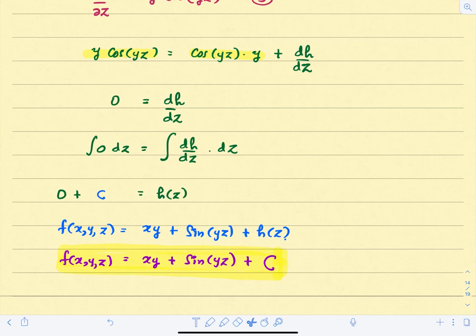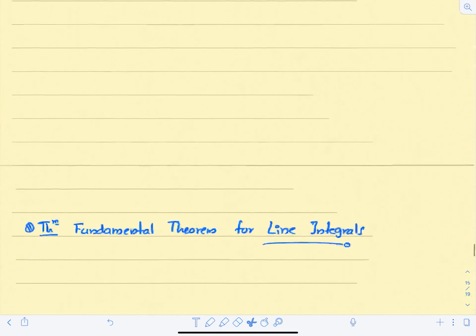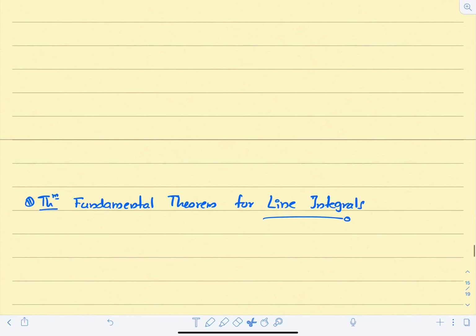Now we are ready to discuss the last part of this section, and it's about the fundamental theorem for line integrals. Before we go over this theorem, let's recall the fundamental theorem of calculus.